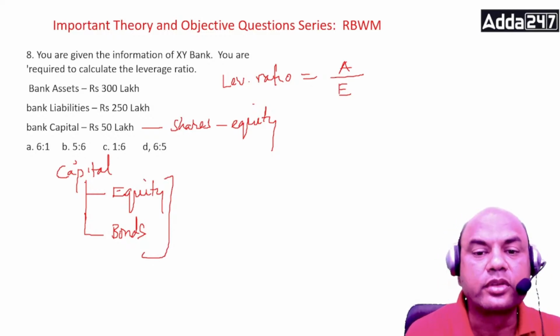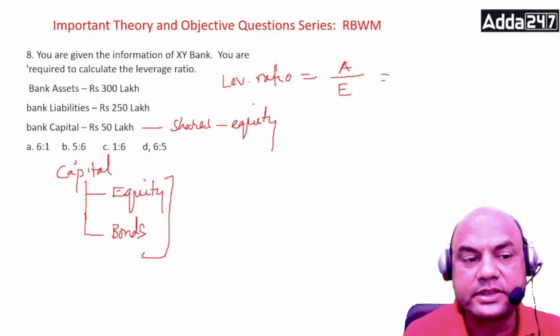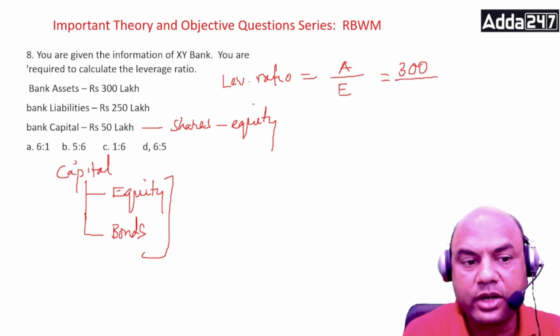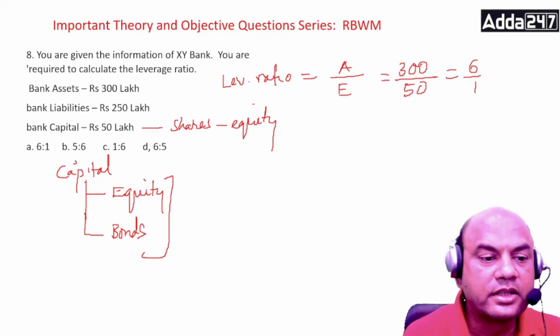So now it is simple. Asset upon equity. What is my asset? Asset means loans. 300 lakh upon what is my equity? 50, right? So 6 is to 1. So my answer is 6 is to 1.